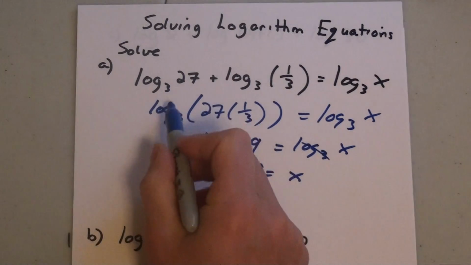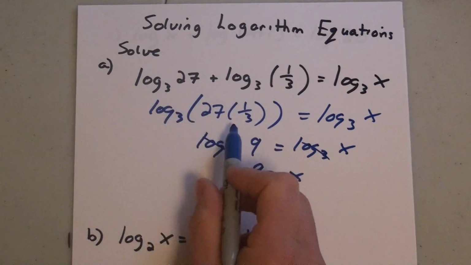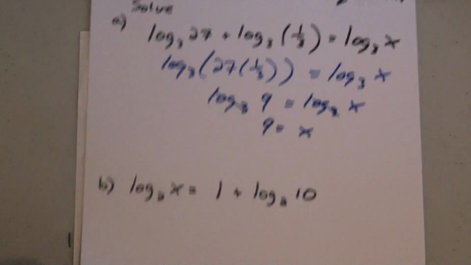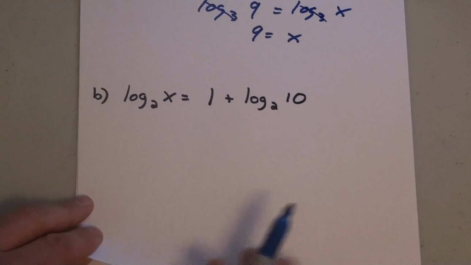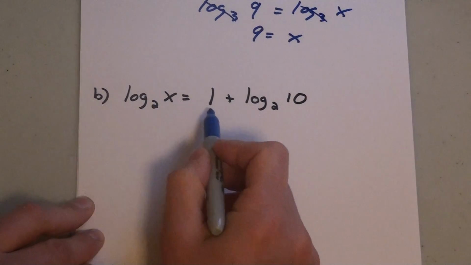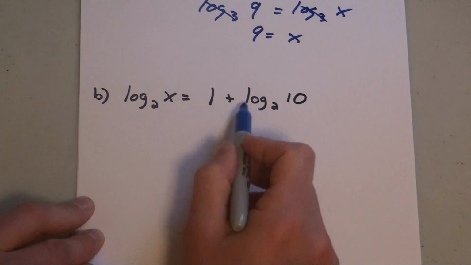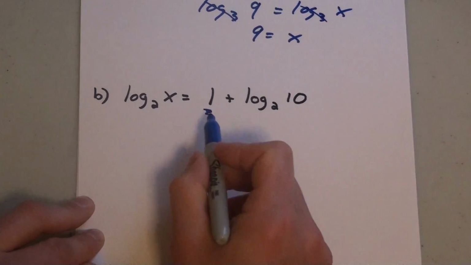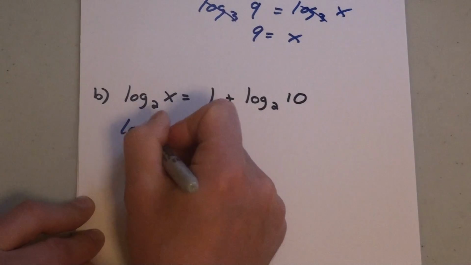Okay, so get your two logarithms, or whatever logarithms you have, down to just one, and if you have one on either side, you can cancel them out. For my second example, I have log base 2 of x equals, and I have whole number 1 plus log base 2 of 10. Now that whole number 1 caused me a little bit of a problem. I need to turn it into a logarithm.